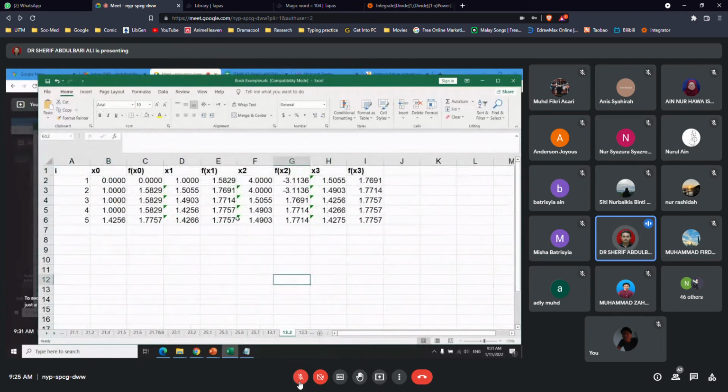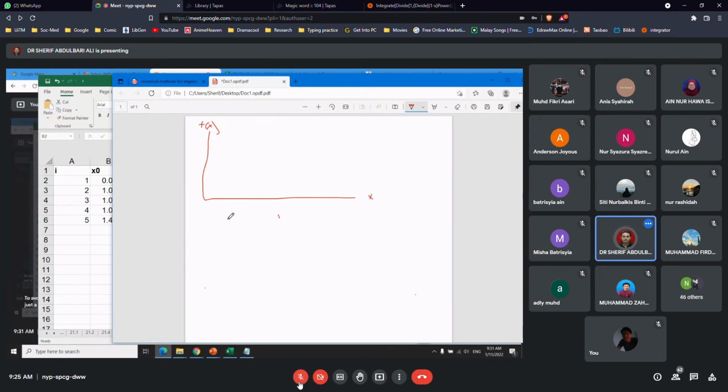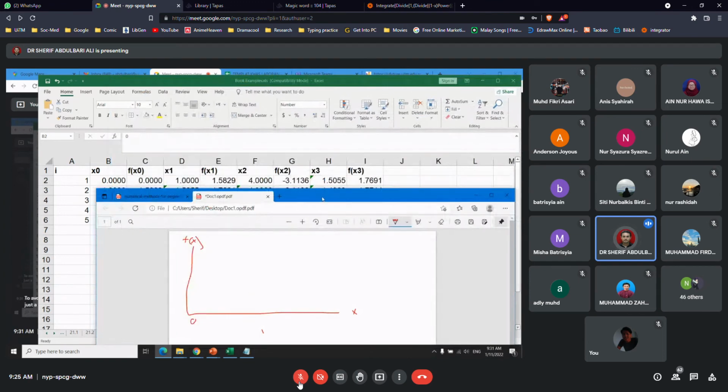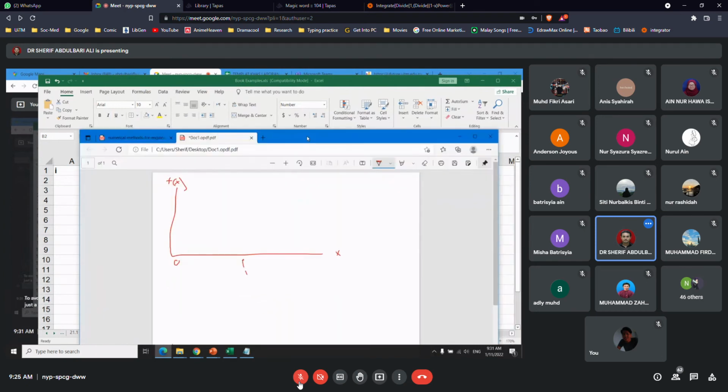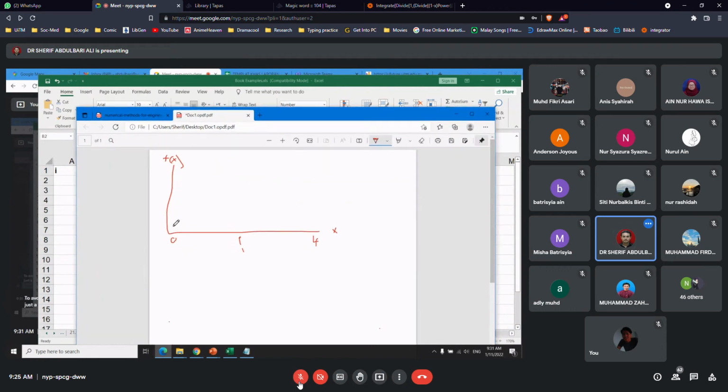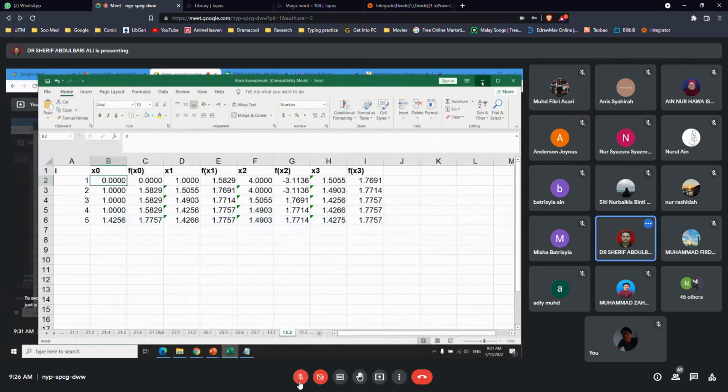Okay, so this is our example. We are going to follow the same equation, the same function from the previous, but we are going to have this initial value. x0 is equal to 0, x1 is equal to 1, and x2 is equal to 4. So this is your x0, this is x1, and this is x2.